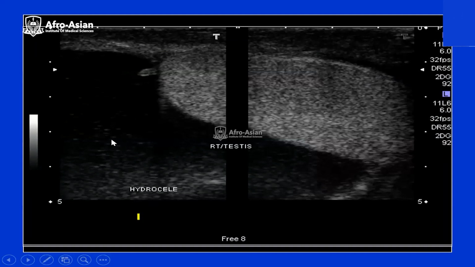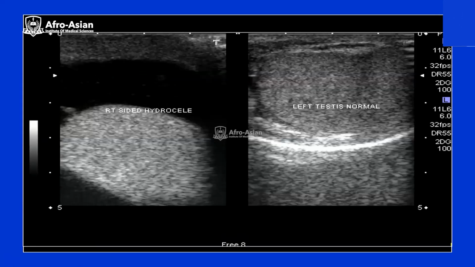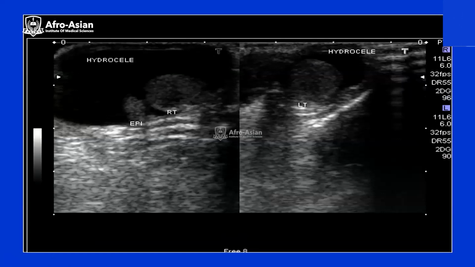Here is a hydrocele with internal echoes, which can be pus. When it is pus, it is pyocele. So internal echoes are there. And here is an appendix of the testes at the upper pole. It's another fluid, some cases of hydrocele.